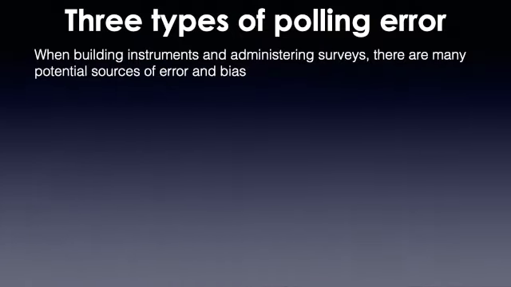So that's an overview of survey research: what it is, how it's done, what's the general idea. To really understand a poll though, you have to think about all the ways that a poll could be wrong. And in general, there are 3 types of polling errors that can occur.